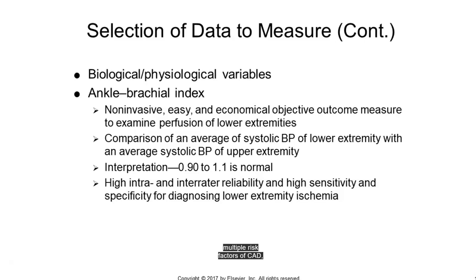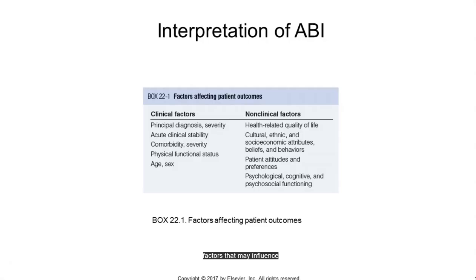factors of CAD. Factors that may influence patient outcomes are diagnosis and severity of disease, clinical stability, comorbidities, physical functional status, age, sex, HRQLs, cultural, ethnic, and socioeconomic factors, beliefs and behaviors, attitudes and preferences, and psychological, cognitive, and psychosocial functioning. Patient outcomes are also influenced by cost of care, overall satisfaction with the program, and complications of their illness.